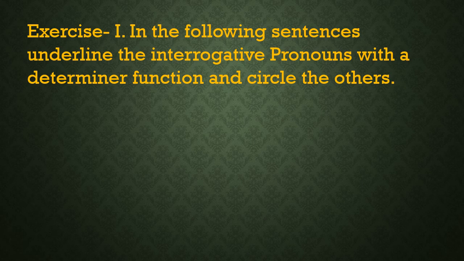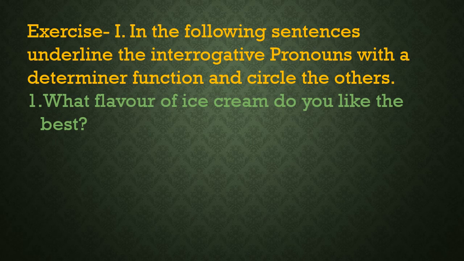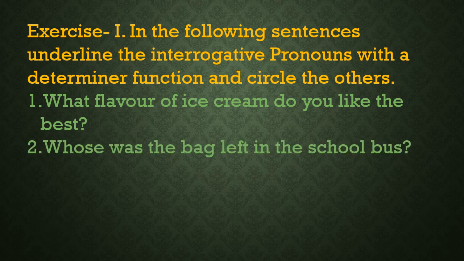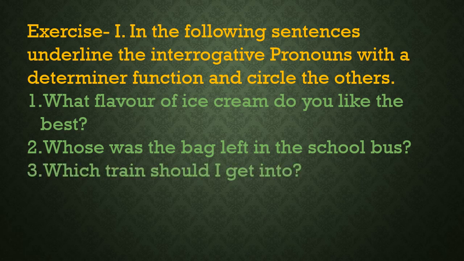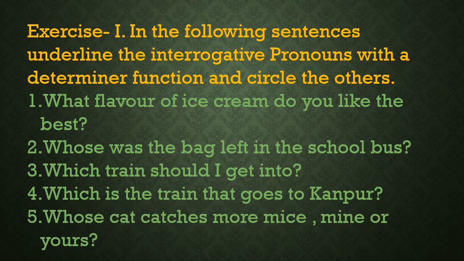So, let's continue with the sentences and find out what is to be circled and what is to be underlined. Number 1. What flavor of ice cream do you like the best? Number 2. Whose was the bag left in the school bus? Number 3. Which train should I get into? Number 4. Which is a train that goes to Kanpur? Number 5. Whose cat catches more mice, mine or yours?